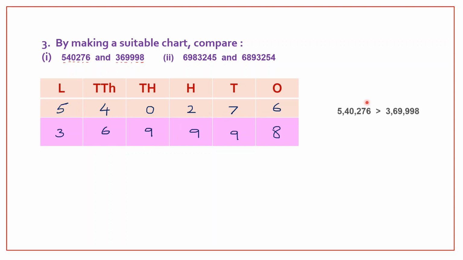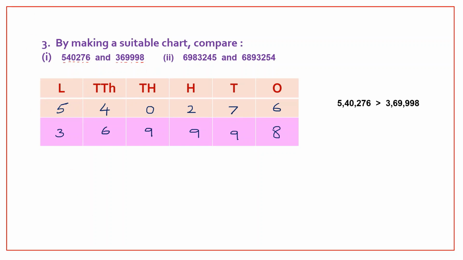So let's write that down. So here we have 5,40,276 is greater than 3,69,998. Now let's make a chart for the next number.